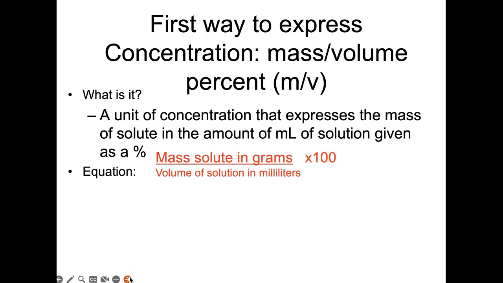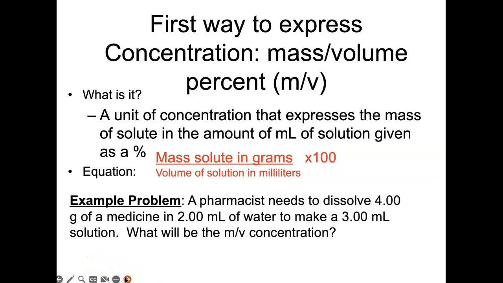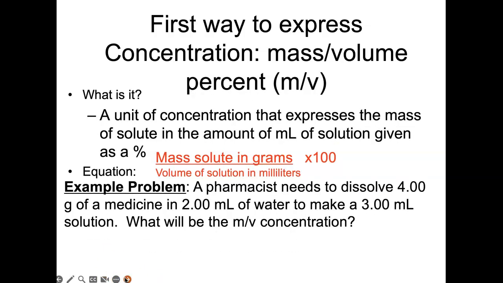The mass of solute in grams divided by the volume in milliliters. Now, very important that you use milliliters. For many of our things, we've converted to liters, but for this one, you don't, and then times 100. All right, so here's a problem. Take a moment and look at this problem. A pharmacist needs to dissolve 4 grams of medicine in 2 milliliters of water to make 3 milliliters of solution. What would be the mass to volume percent?